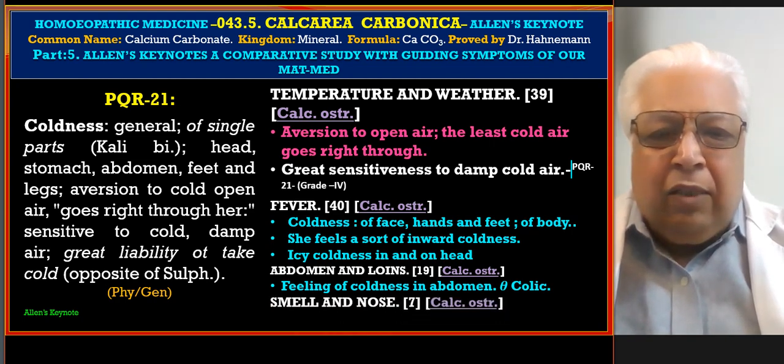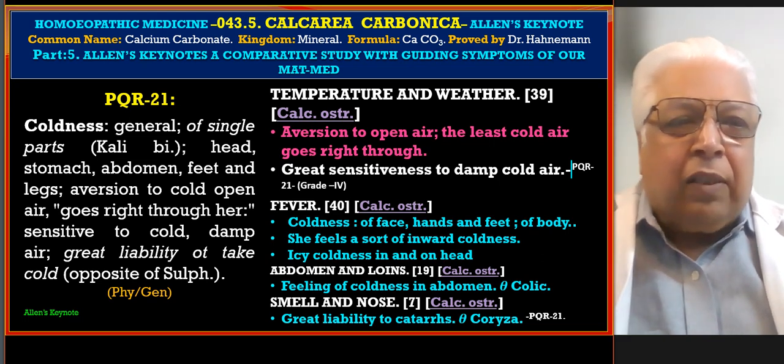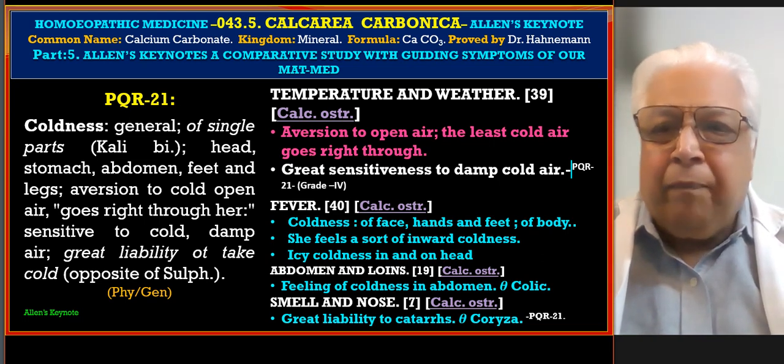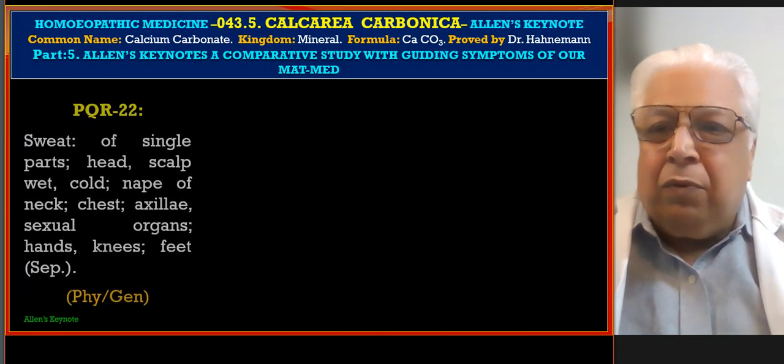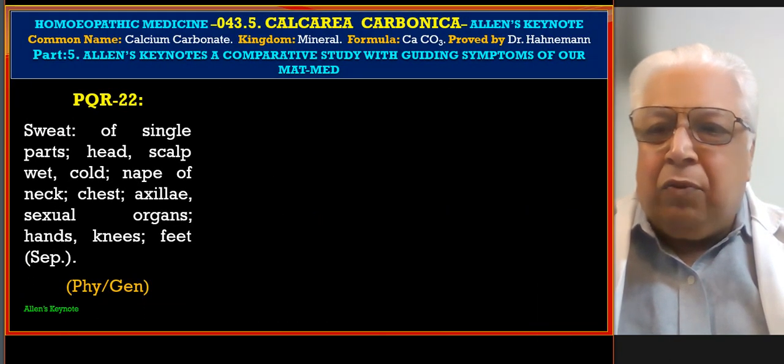Again, smell and nose, chapter 7, we find a representation which is second grade, great liability to catarrh. These are the important symptoms we are coming across here. Now let us go to PQR 22.